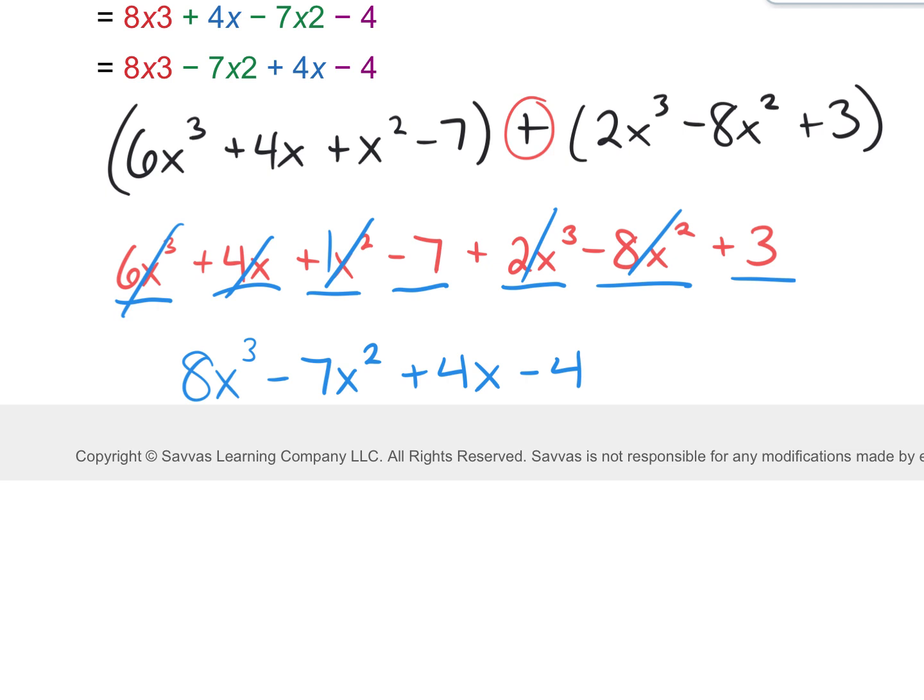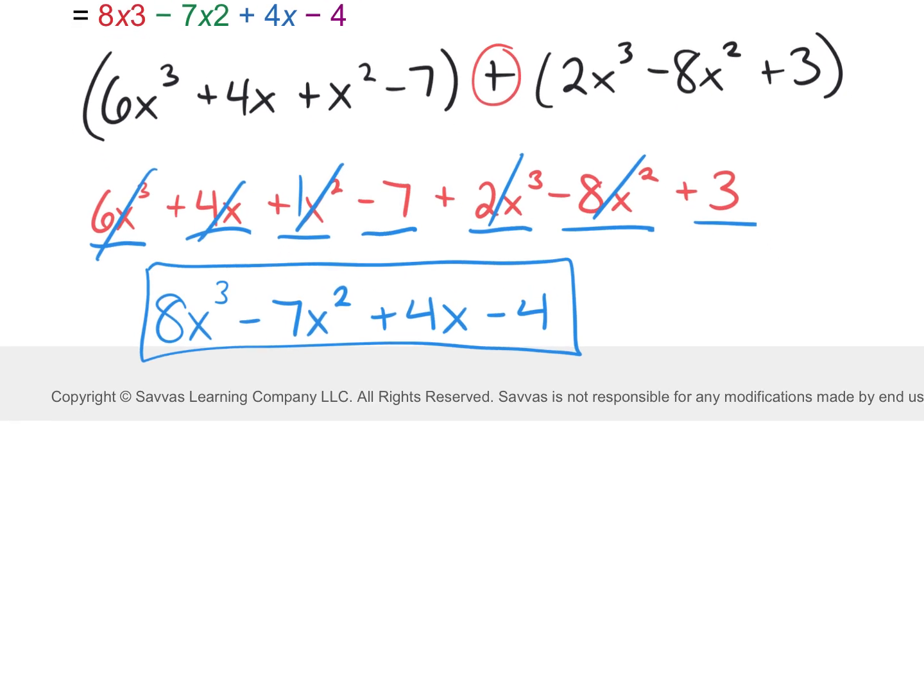Two things to check when you're done. Is it in standard form? Yes or no? Yes. And is it in simplest form? Meaning, do we have any more like terms? No. So we are done. That is my final answer. Okay. We're in standard form and it's in simplest form.